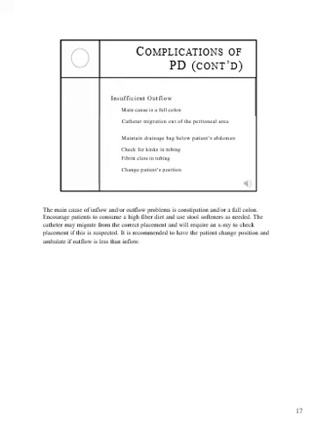The main cause of inflow and/or outflow problems is constipation and/or a full colon. Encourage patients to consume a high-fiber diet and use stool softeners as needed. The catheter may migrate from the correct placement and will require an X-ray to check placement if this is suspected. It is recommended to have the patient change positions and ambulate if outflow is less than inflow.